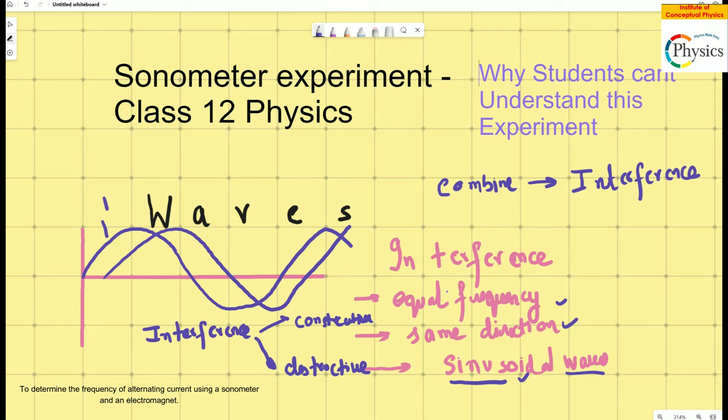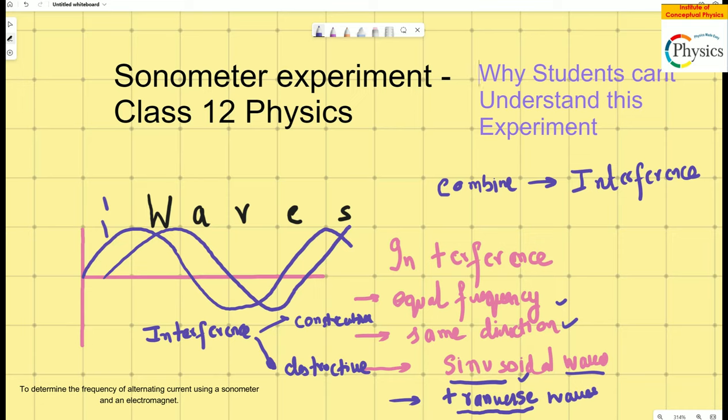These waves are also, if you do the experiment of interference in a string, which is a wire, the waves are transverse waves. In a sound wave experiment, where sound is used, the waves are longitudinal. Where wires are used and the waves travel in the wire, the waves are transverse waves. So this is one of the questions they can ask you. In a sonometer experiment, are the waves transverse or longitudinal? The answer is transverse waves.